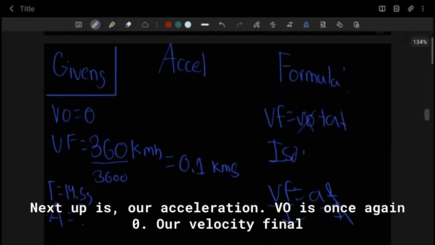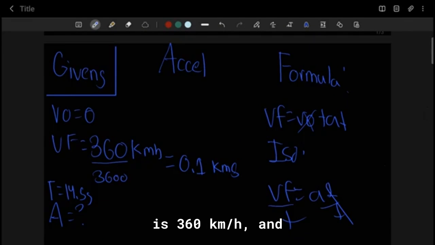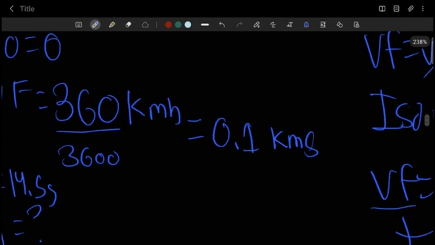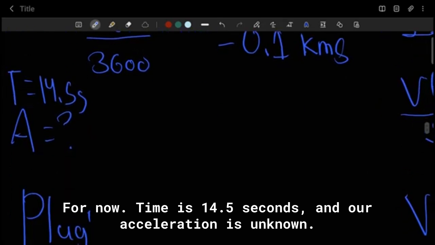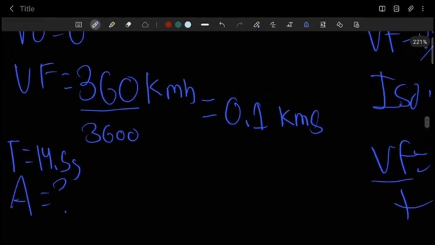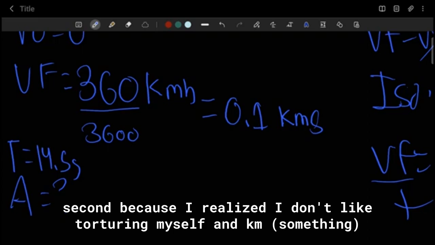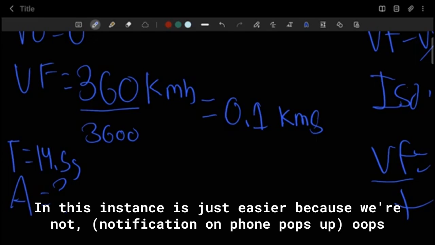Next up is our acceleration. VI is once again 0. Our velocity final is 360 kilometers per hour, and we're going to ignore this for now. Our time is 14.5 seconds, and our acceleration is unknown. So what do we have to do? You have to convert this into kilometers per second, because I realized I don't like torturing myself, and kilometers in this instance is just easier.